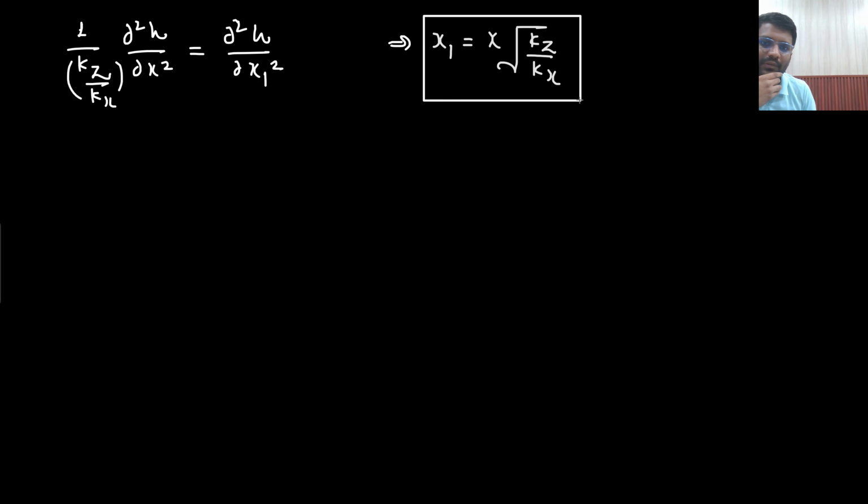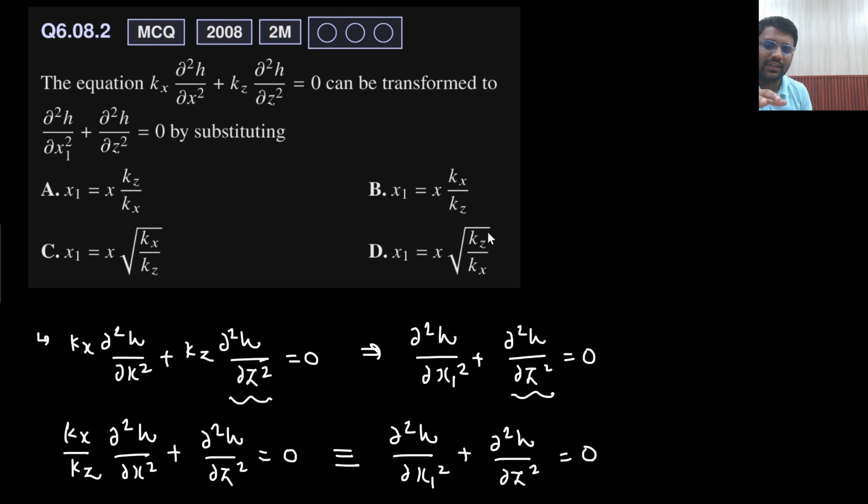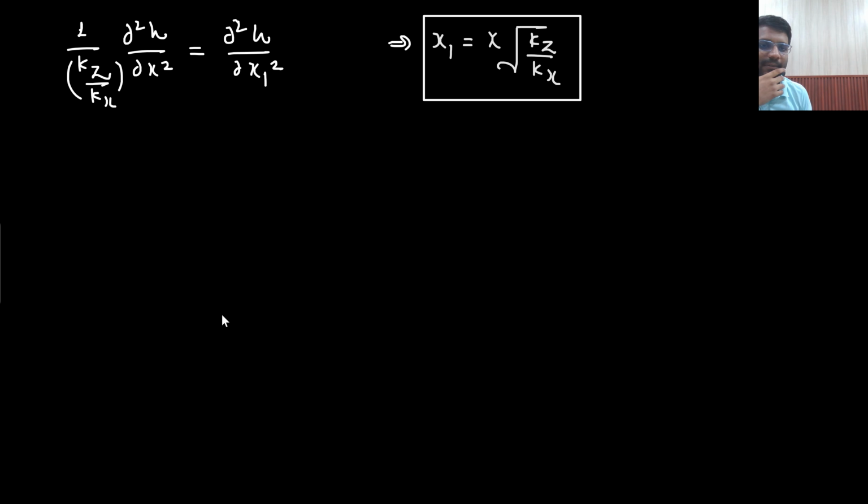Say yes or no? They are in square, no? But here, if I just compare, I am getting x under root kz by kx. So X1 is x under root kz by kx. This is the correct answer. Simply by the comparison, you equate both, and you are getting the correct answer.